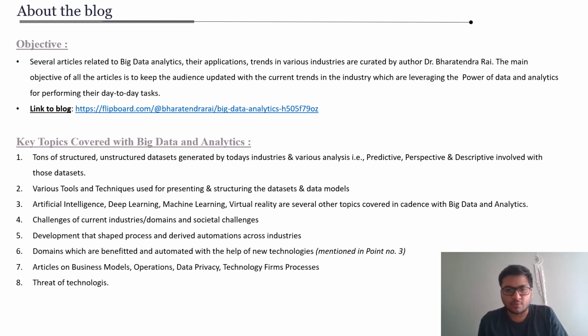Challenges of current industries, domains and other societal challenges, and how they are addressed with the help of technological trends, are explained in these blogs. The development of a country and how automation is derived are also explained. Domains which are benefited and automated with the help of new technologies are explained. Articles on various business models, operations, data privacy and technology firm processes are also covered. And last but not the least, the threats of technologies, how technology can benefit a user and how it can impact a user, are also covered in the entire blog.